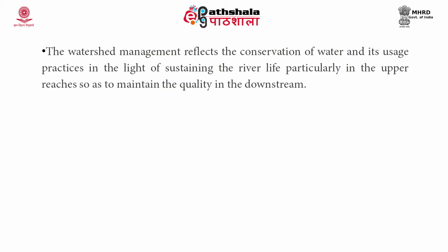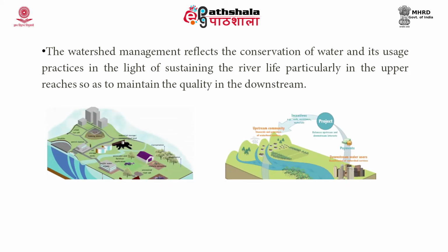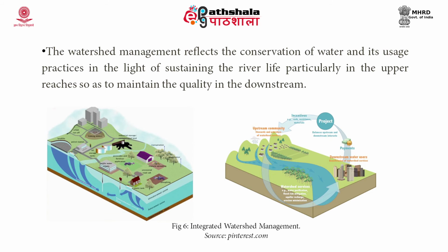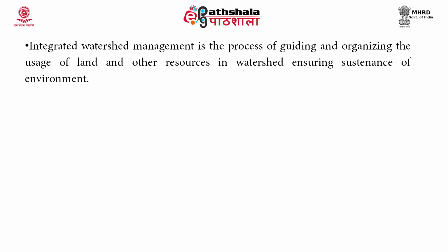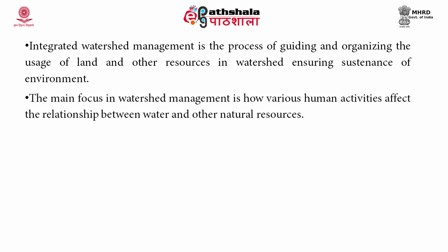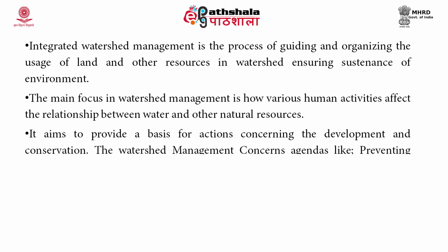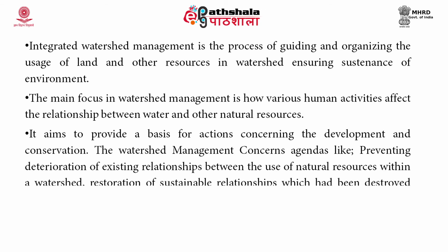Watershed management reflects the conservation of water and its usage practices in the light of sustaining river life, particularly in the upper reach, so as to maintain quality in the downstream. Integrated watershed management is the process of guiding and organizing the usage of land and other resources in a watershed, ensuring sustenance of the environment. The main factor in watershed management is how various human activities affect the relationship between water and other natural resources. It aims to provide a basis for actions concerning development and conservation.